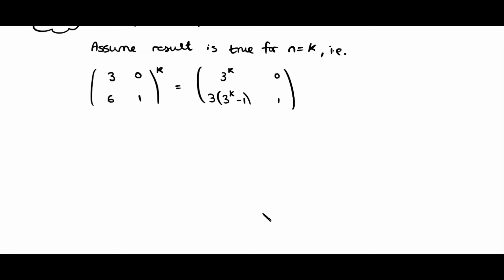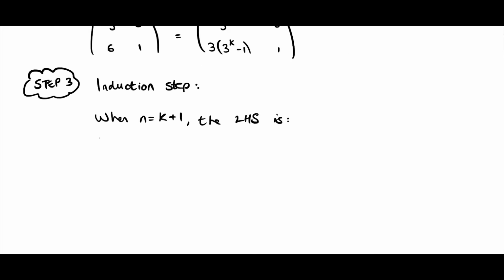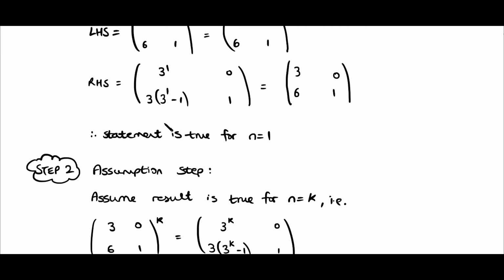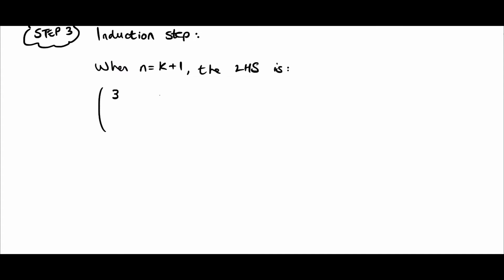So step 3 would be our induction step, and that tells us we need to find out the value of the left hand side when n equals k plus 1. So when n equals k plus 1, all we have to do here is substitute n equals k plus 1 into the left hand side here. So we have (3, 0, 6, 1) to the power of k plus 1.